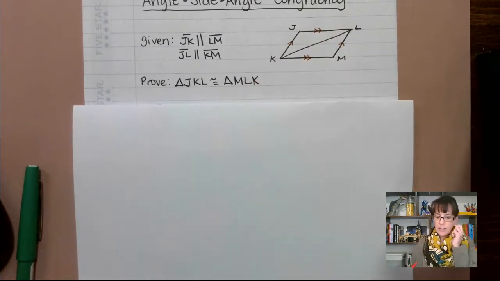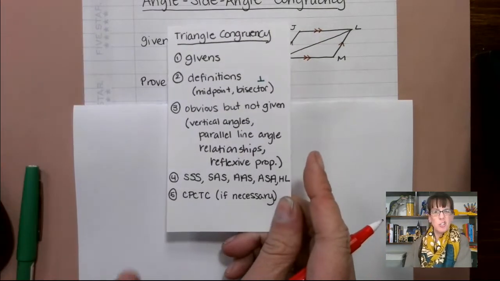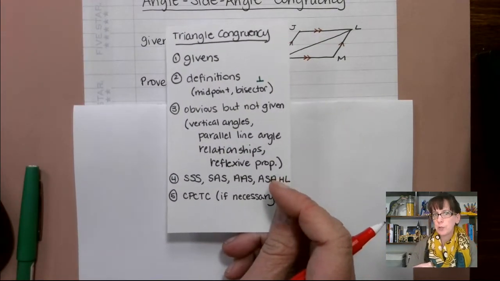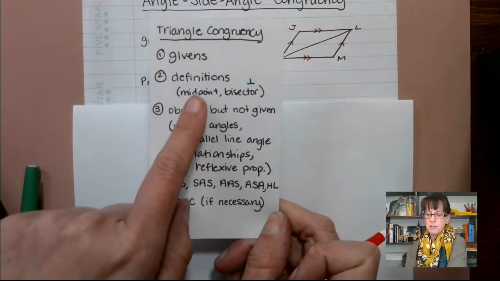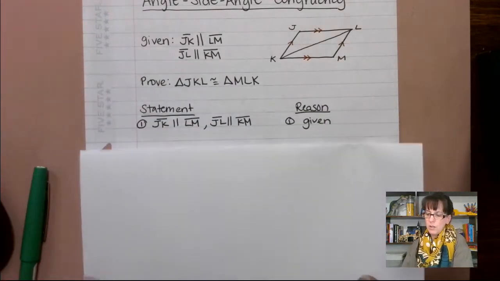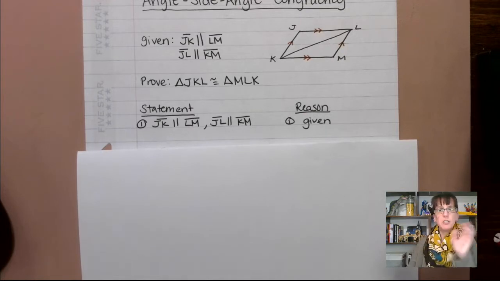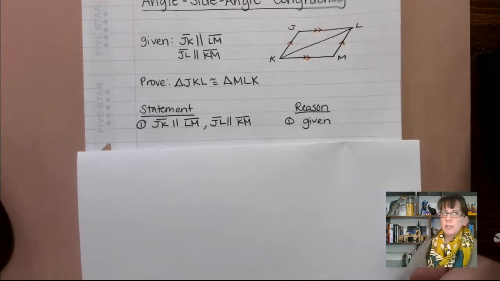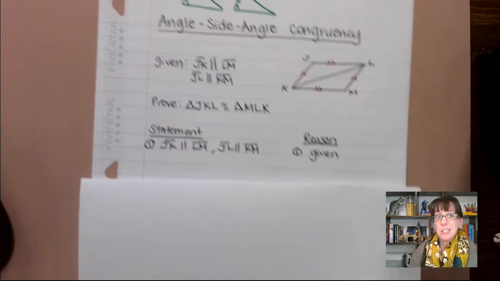Okay, so here is what we know. In a previous video, we talked about proofs. I said, here's a little cheat sheet, kind of a guideline on how to do these proofs. If you haven't already, you may want to write that down. So we do our givens, and then we're going to do some definitions, and then our obvious but not givens. So our first is our given. Those guys are parallel. Now, definitions, things like midpoint, bisector, I don't see any of those words there, so we're going to skip that, and we're going to go to our obvious but not givens, and I see two.